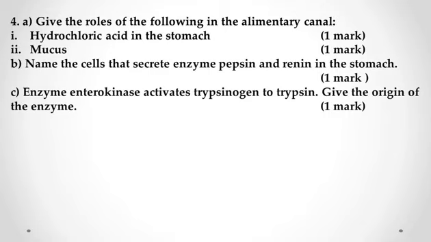Question 4. Give the roles of the following in the alimentary canal: one is hydrochloric acid in the stomach, the other one is mucus. Question 4b: name the cells that secrete the enzymes pepsin and renin in the stomach. And question C: the enzyme enterokinase activates trypsinogen to trypsin. Give the origin of the enzyme.